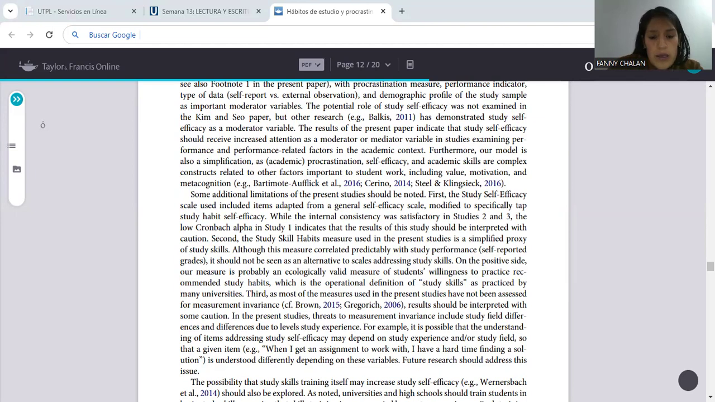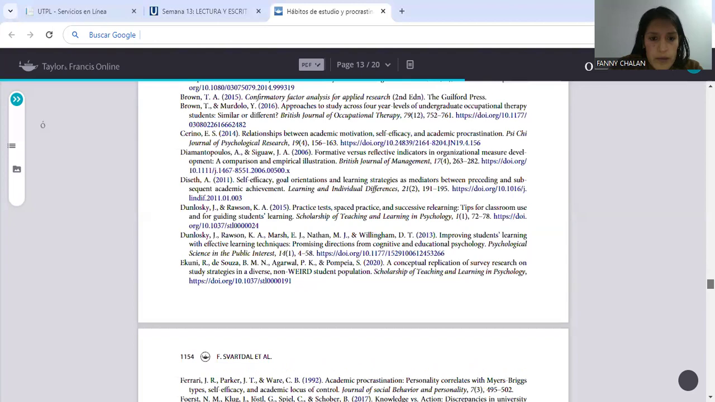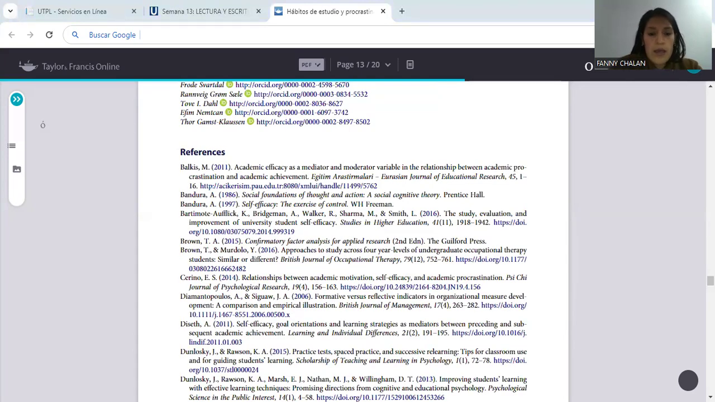I have the last part, which is the references. Here all the sources cited in the article are listed. Each reference must follow a format, including the author, year of publication, the title of the work, and publication details. This section is very important to credit sources and allow readers to verify and follow up on the research. In this article, we can see the different sources from which the authors have taken the information.